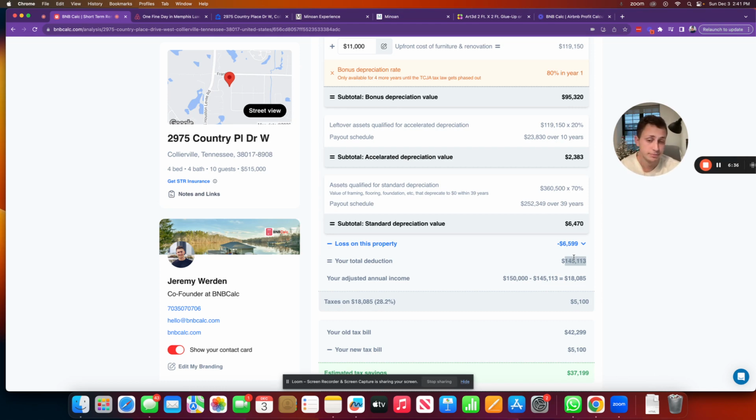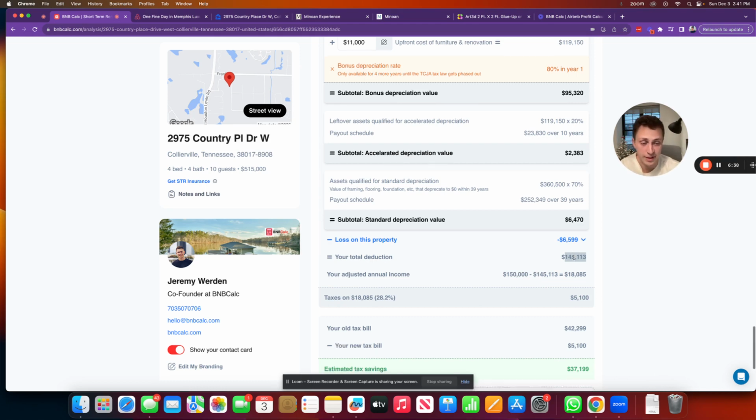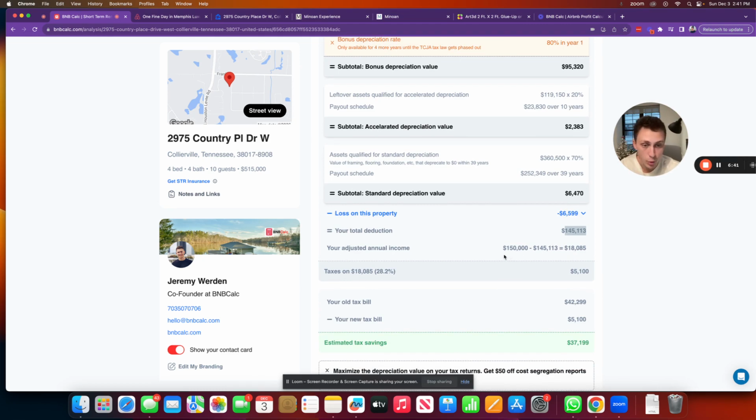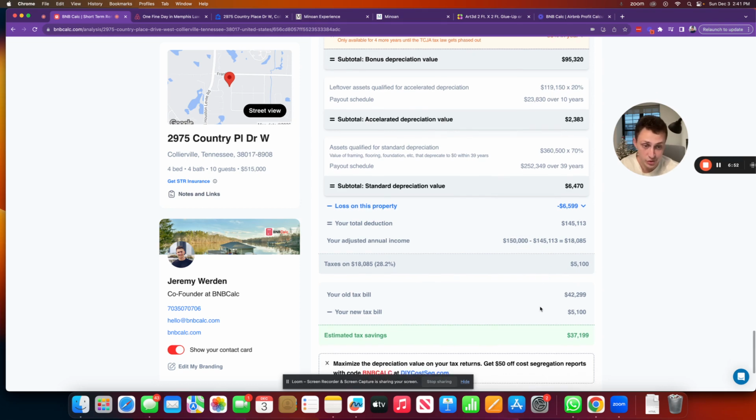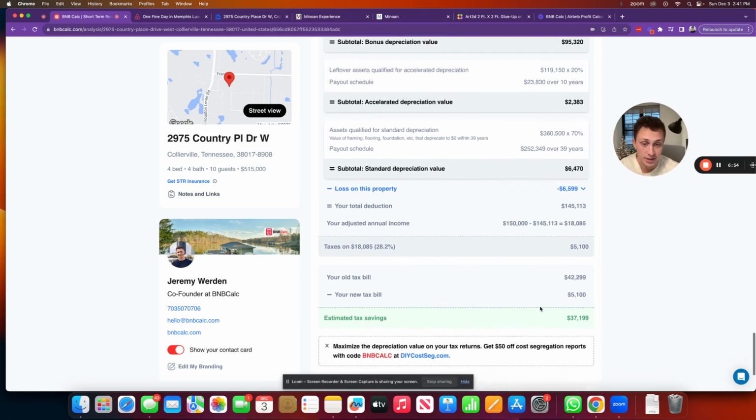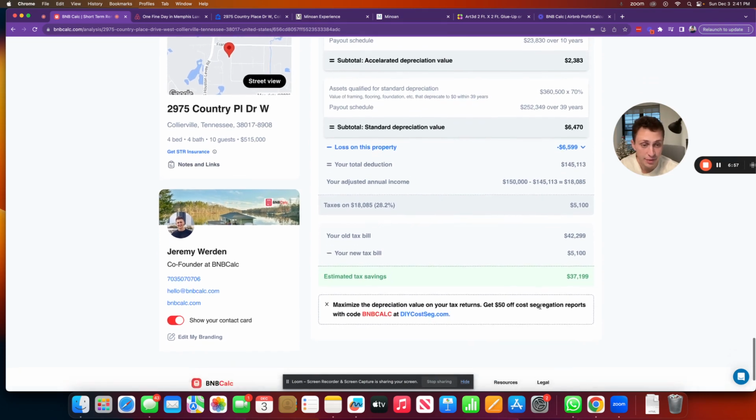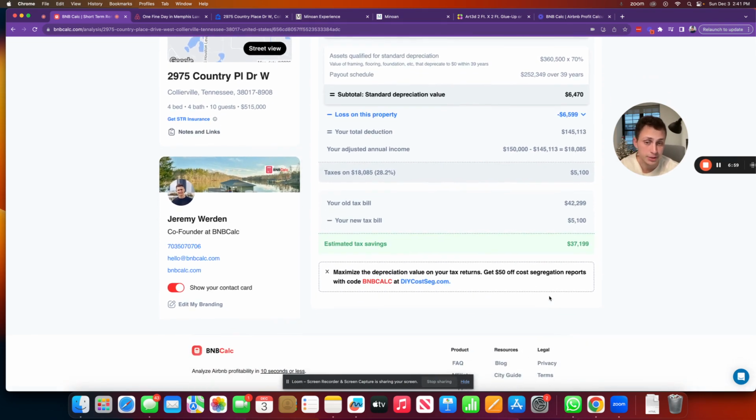Again, not an accountant. Look into the qualifications for that and the criteria. But let's say you qualify and you do the cost segregation study. Now your AGI went from 150 grand to a lot lower. It shrunk drastically. So based off that, looking at our old tax bill and our new tax bill, our estimated tax savings is going to be pretty substantial here. So the short-term loophole is very powerful.